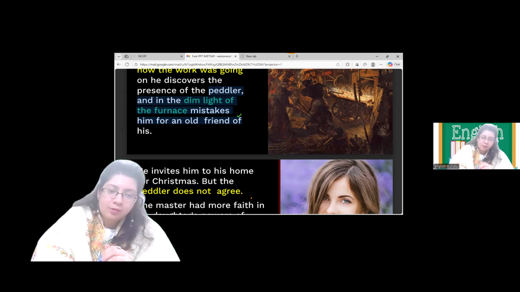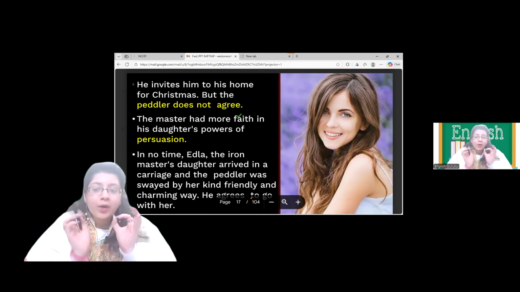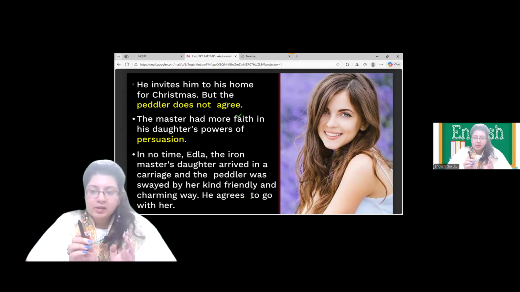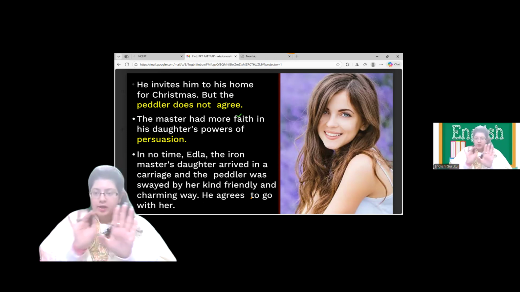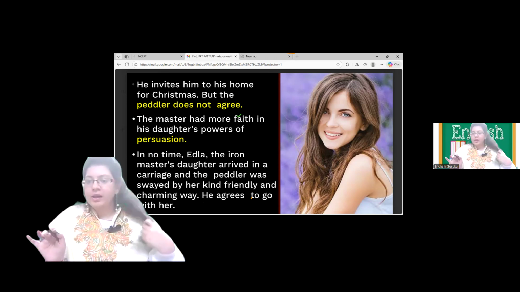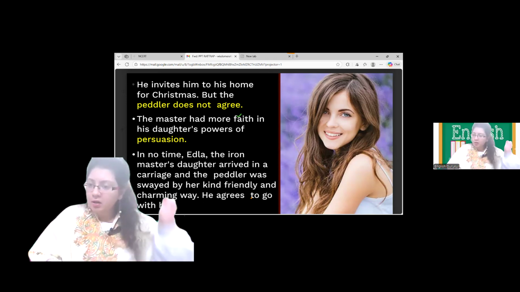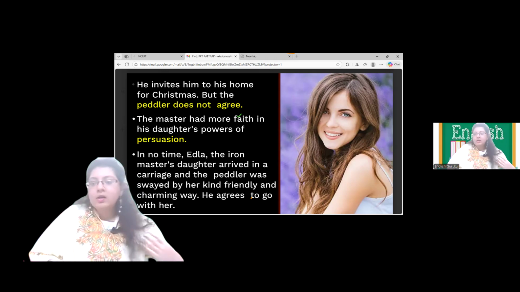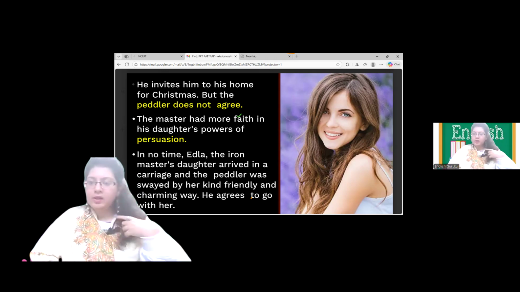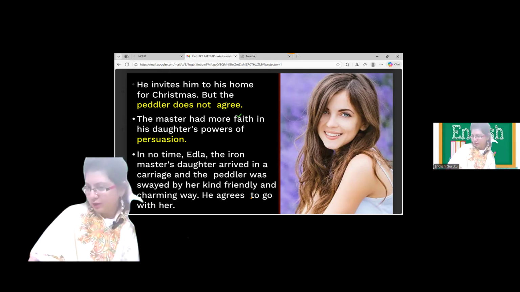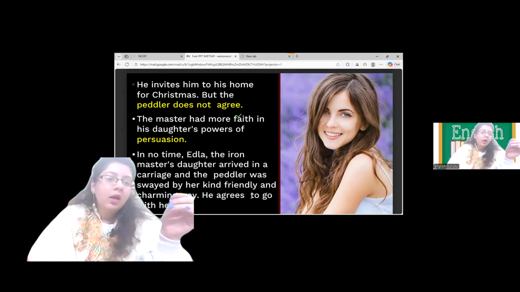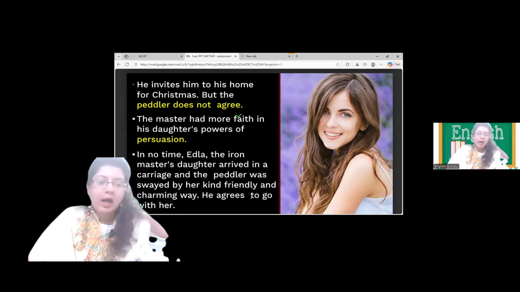Then he invites him to his home for Christmas. But what do we get to see? That the peddler does not agree. So does the peddler agree? No, he does not agree, right? The peddler does not agree, and we do get to see that. But what happens next?